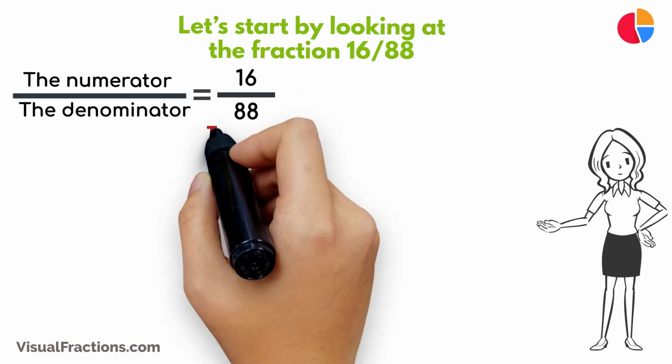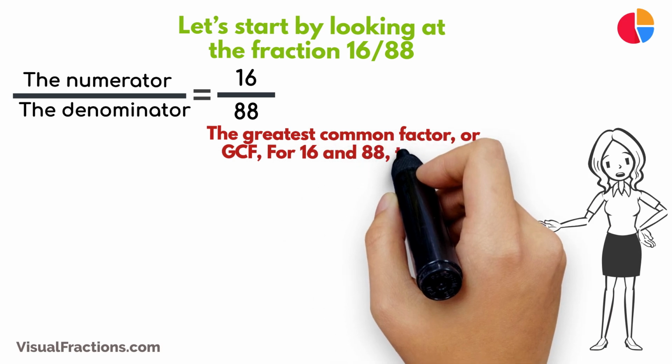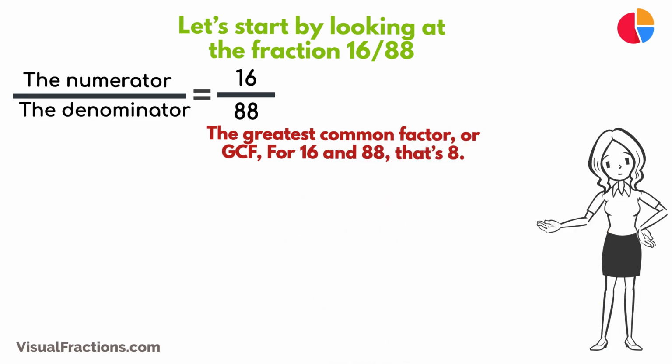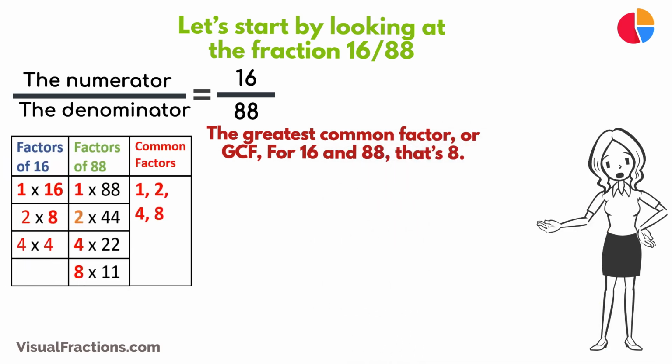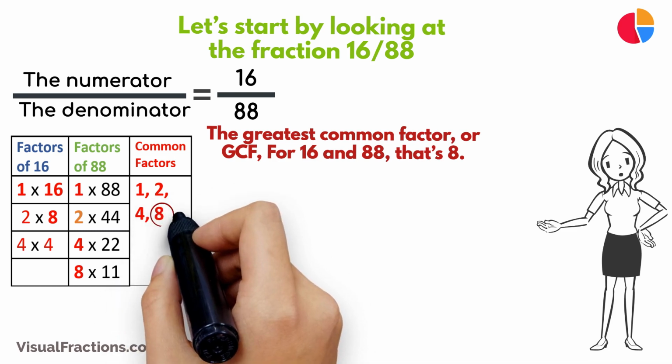The greatest common factor, or GCF, is the largest number that can evenly divide both the numerator and the denominator of a fraction without leaving a remainder. For 16 and 88, that's 8.